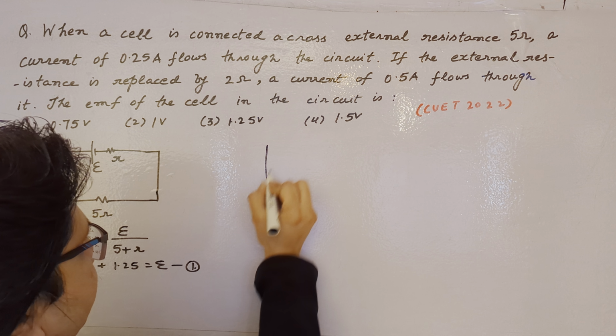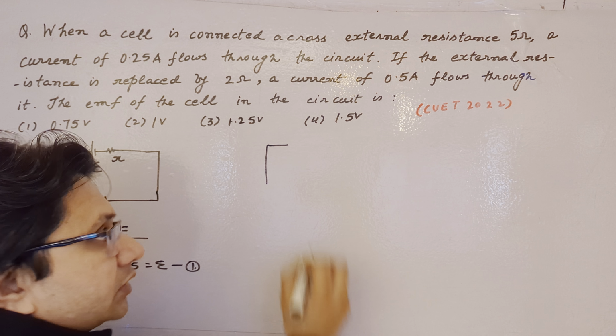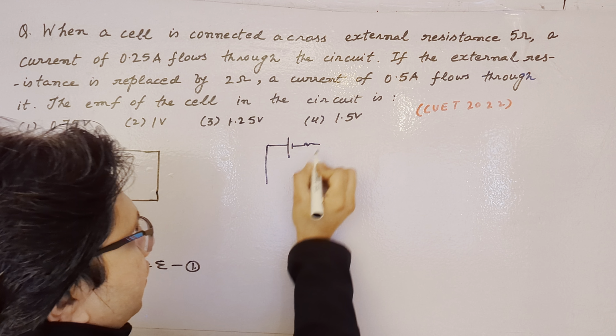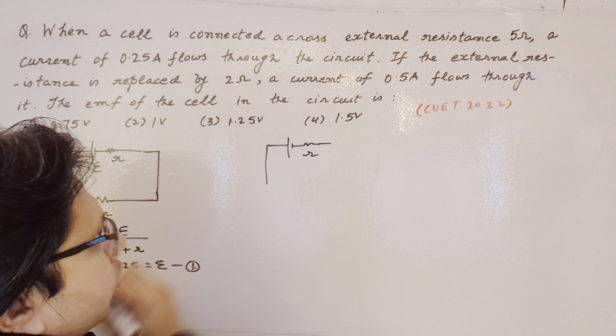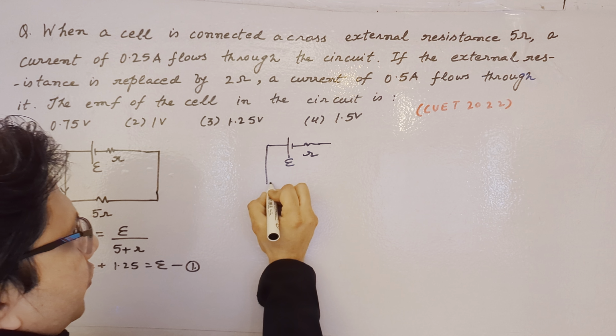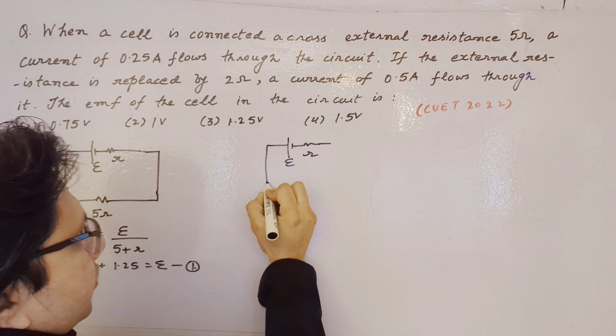Now the second case. In the second case, the cell is the same, so definitely the internal resistance would also be the same. EMF is E, which is unknown and we have to find out. But the external resistance is now changed to 2 ohms. By changing this external resistance, the current also changes. So the current becomes 0.5 amperes in this case.